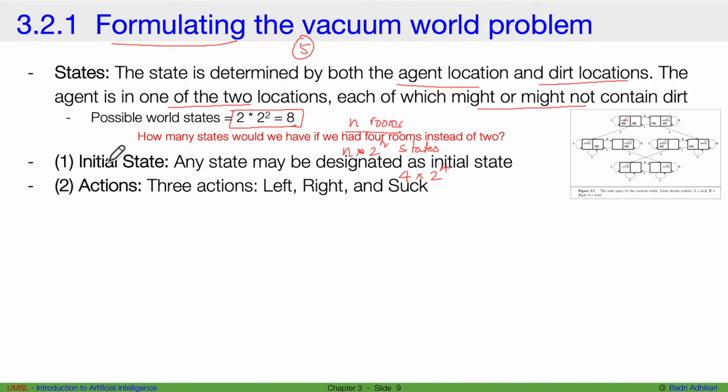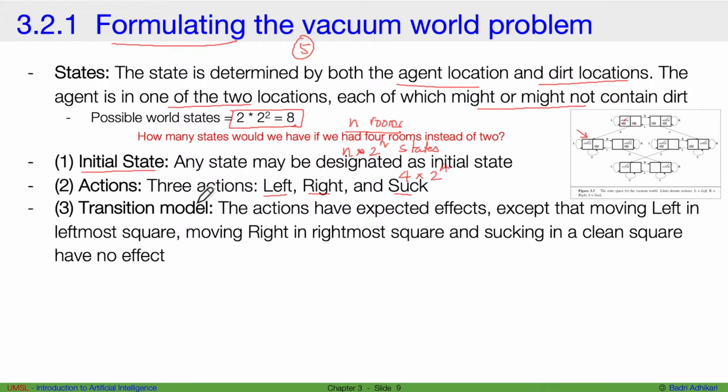So the first thing that we describe for the vacuum cleaner world problem is the initial state. Here, any state may be designated as the starting state. The possible actions that the agent can take are left, right, and suck. And the transition model is obvious. If the agent is, let's say, at the beginning in this state, and if the agent sucks the dirt, then the agent will reach the next state, the second state.